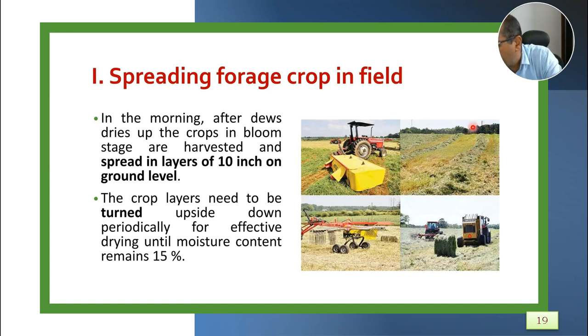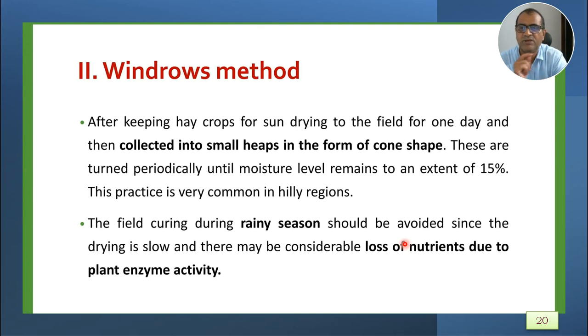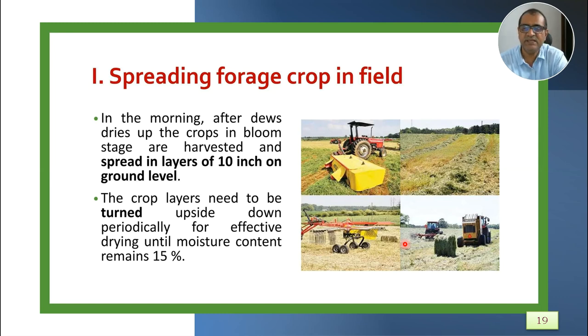The crop layers need to be turned upside down and downside up periodically for effective drying, and ultimately our aim is to make it less than 15% moisture. Hence in haymaking, the windrow method is one of the important methods when compared to the others. The spreading is very simply done by almost all the farmers of India, using machines or sometimes human power also.